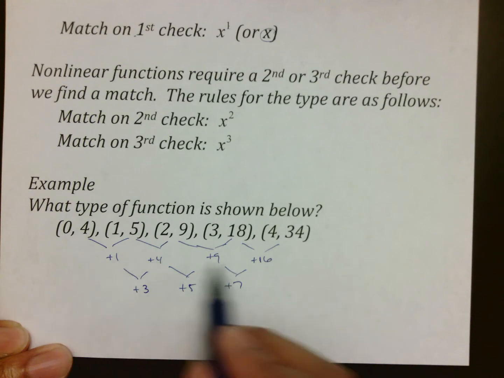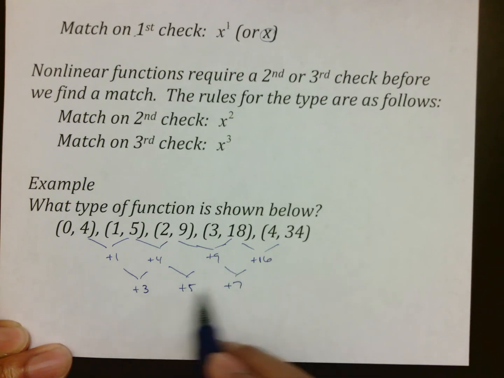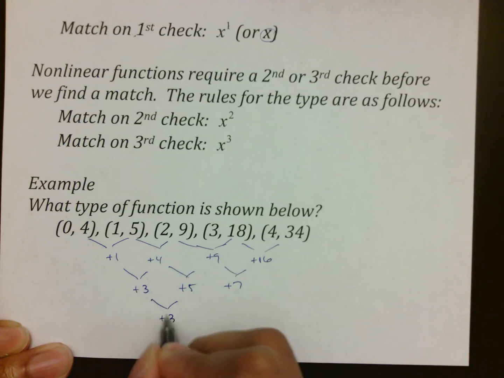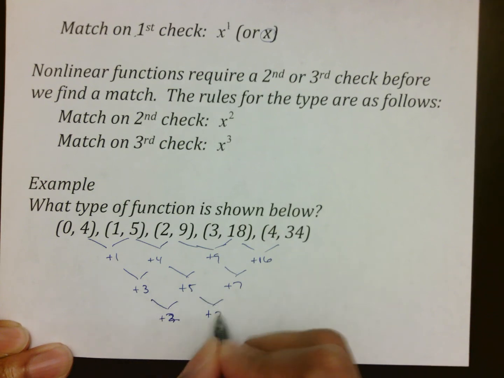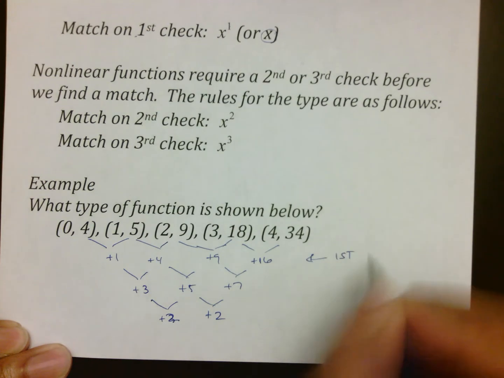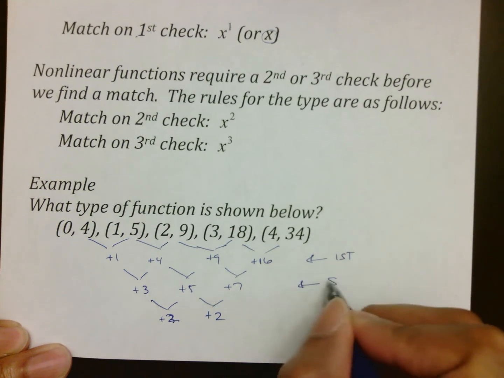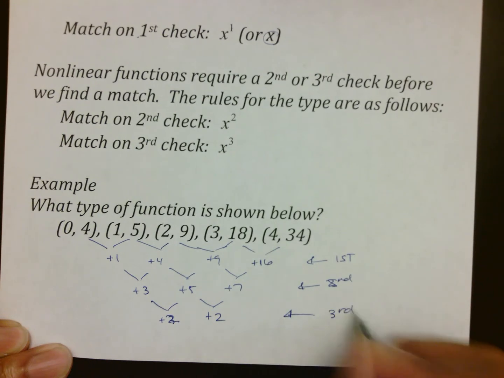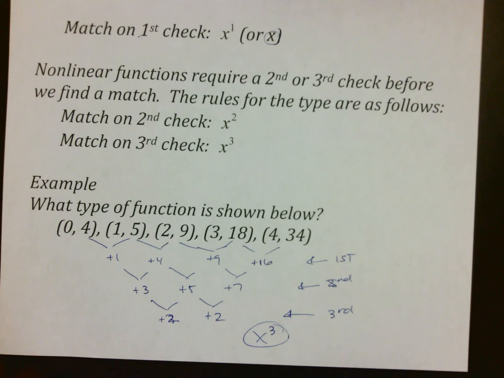That means it's not x to the first. It's also not x to the second. But when you check the third level, 5 minus 3 is 2, 7 minus 5 is 2, and notice that the first level did not work, second level didn't work, but the third level did. So this is an x to the third type. Now we don't know what the pattern is, but we do know that this pattern here has to be an x to the third because it took 1, 2, 3 checks to get to our matching number.